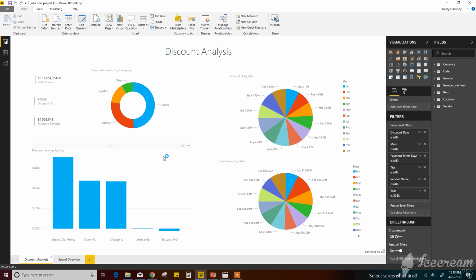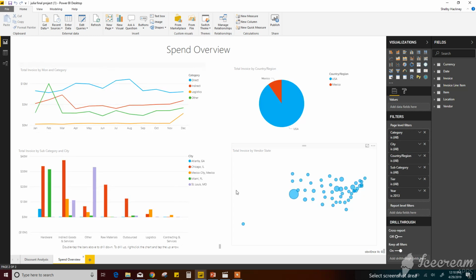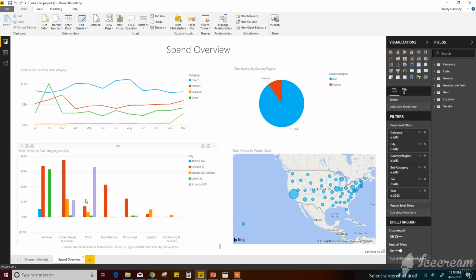I'm a senior at the University of Tulsa, and today I'm going to be talking through a Power BI dashboard that I made. So basically an overview of the data that we're looking at. It's for a made-up company, but it's their procurement data. We have it split into two categories, discount analysis and spend overview. The discount analysis is analyzing whether they took advantage of the discount percentages by paying their invoices on time. And the spend overview looks more at their total invoices, like the total amount that they spent in different areas of the world.